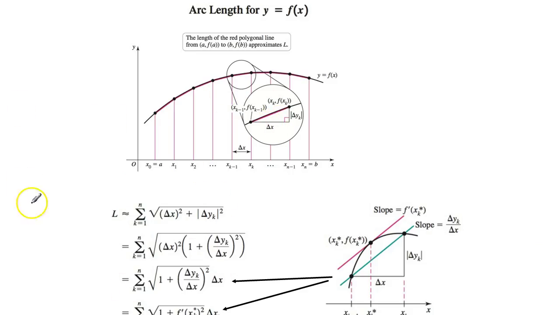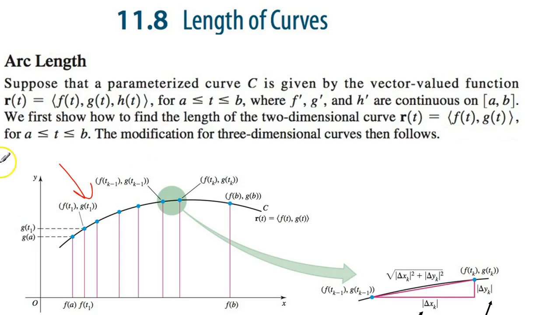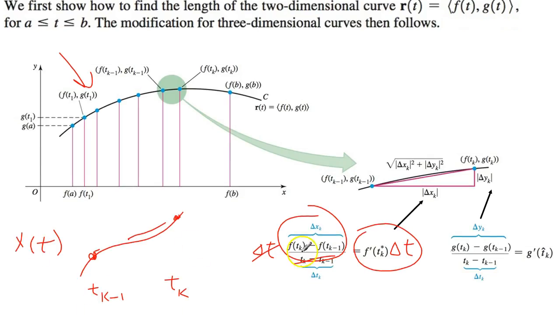Alright, so anyway, the point is that we can take these delta x's and delta y's and write them as a product of the derivative of the function that's determining the position for x at some value for t within each of these little subintervals times the change in t, okay, and do the same thing for y.